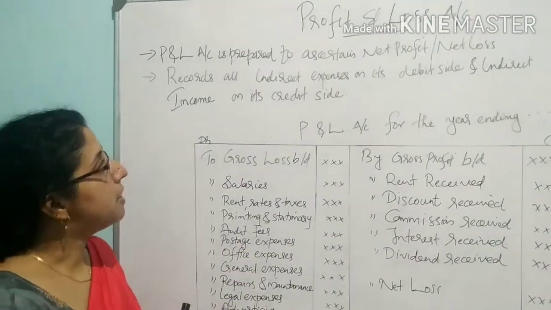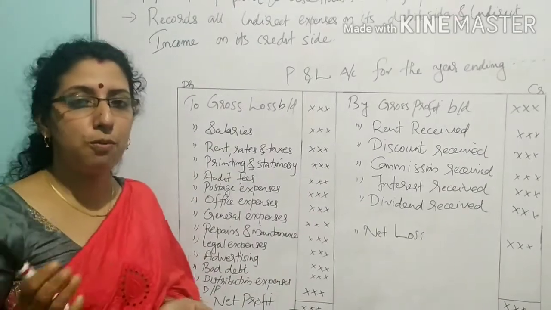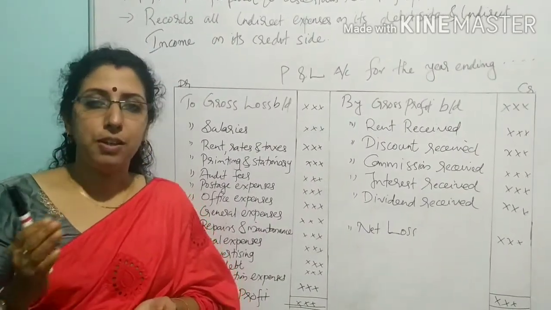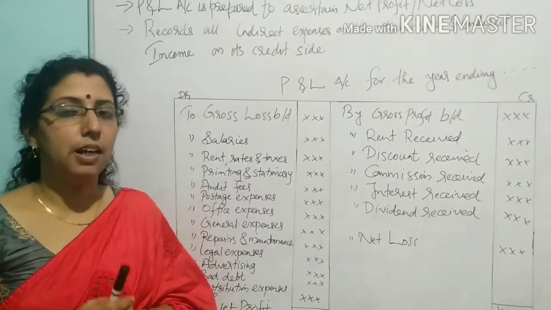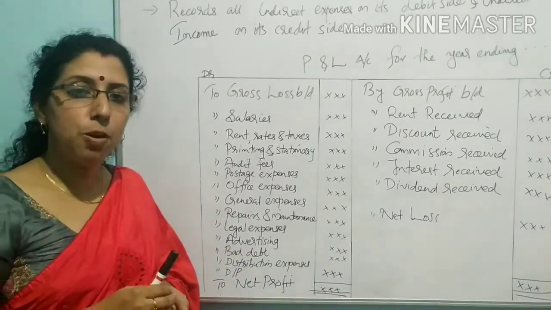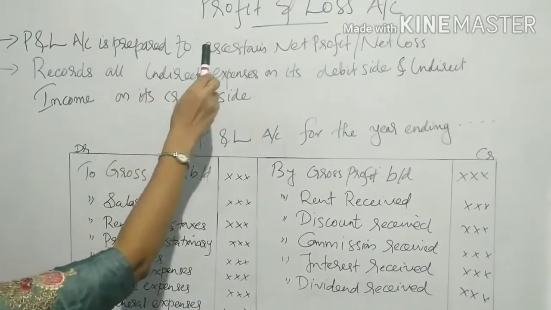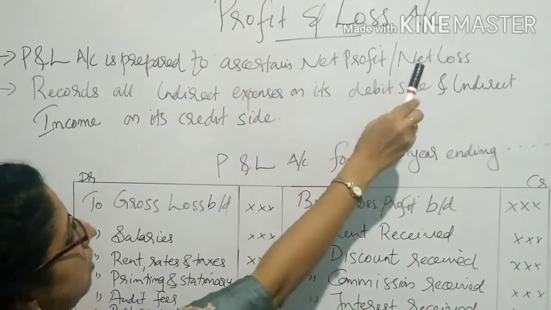Okay. First of all, I am going to explain the meaning of a profit and loss account. What is a profit and loss account? See, profit and loss account, it is a part of final account. This account is mainly prepared to ascertain the net profit or net loss. See, the profit and loss account is prepared to ascertain the net profit or net loss.